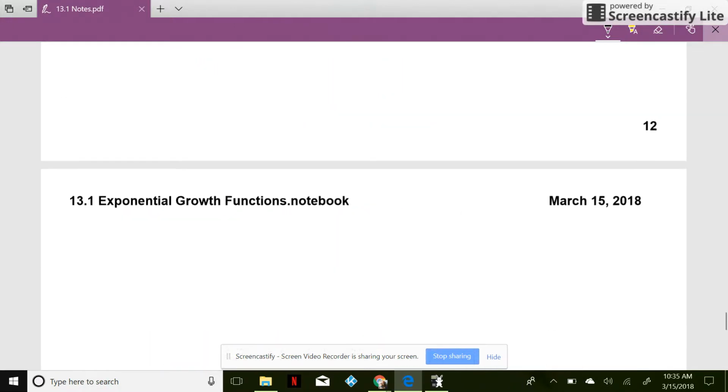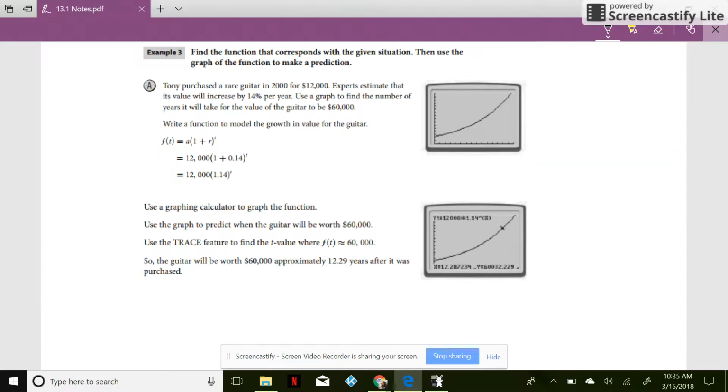So if we go back to this example, we'll look at it. Tony purchased a rare guitar for $12,000. Experts estimate that its value will increase by 14% per year. Use a graph to find the number of years it will take for the value of the guitar to be $60,000. So taking that function, f of t is equal to the initial value, 12,000, times 1 plus the percent rate increase, so 1 plus 0.14 to the t.